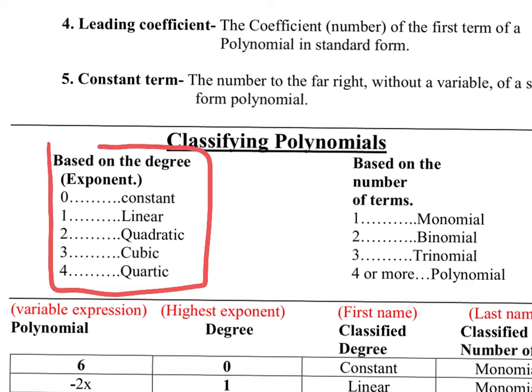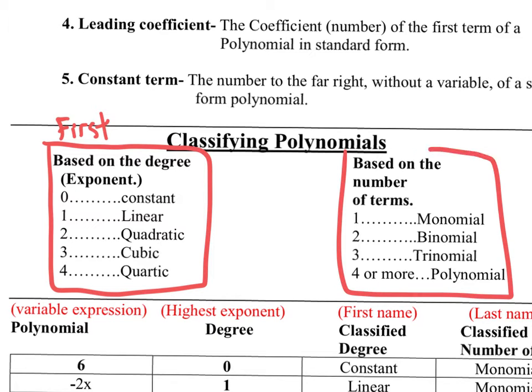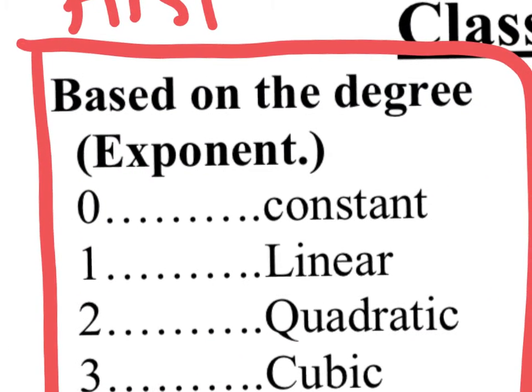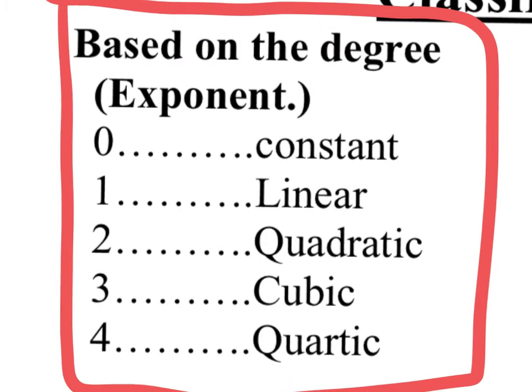This right here is how you get your first name of the polynomial. And this right here is how you get your last name of the polynomial, okay? So the first name is based on the degree, which is the highest exponent, okay? First name is based on the degree, the highest exponent. Don't even worry about the degree 0, but the degree of 1 is linear, the degree of 2 is quadratic, degree 3 is cubic, degree 4 is quartic, okay?